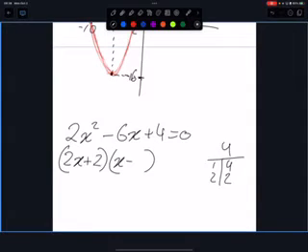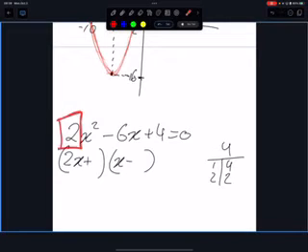If this is 2, let me see, 2 and 2, this is 4. Minus 4, no. 3 times 2 is not 2. 4, 1, let me see. 4x minus 2x, no. This minus 8x minus x, no. What is plus 1? 6 and 4.